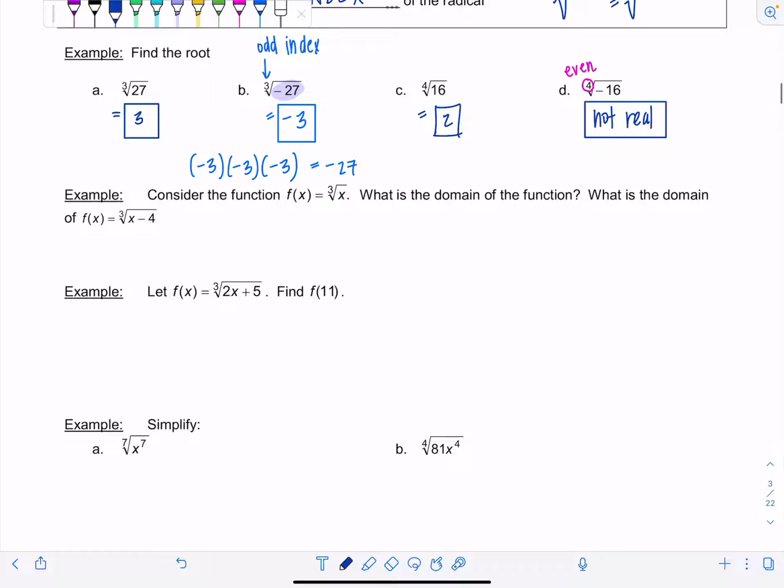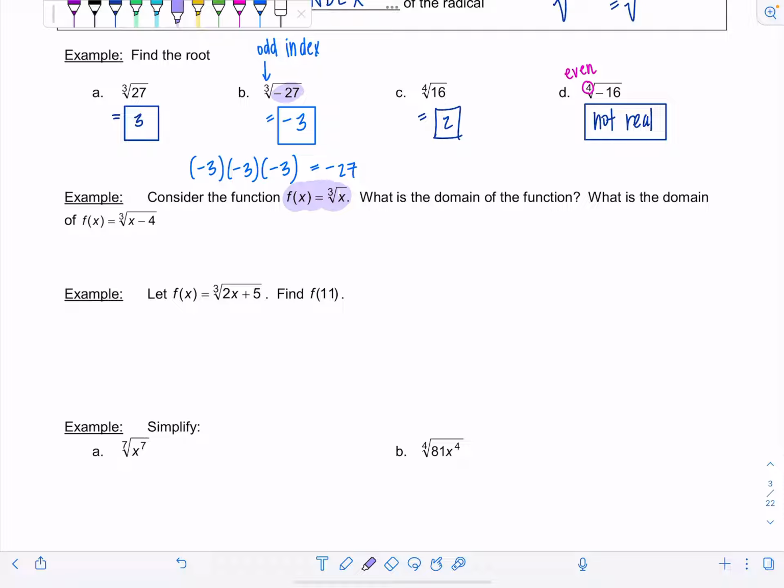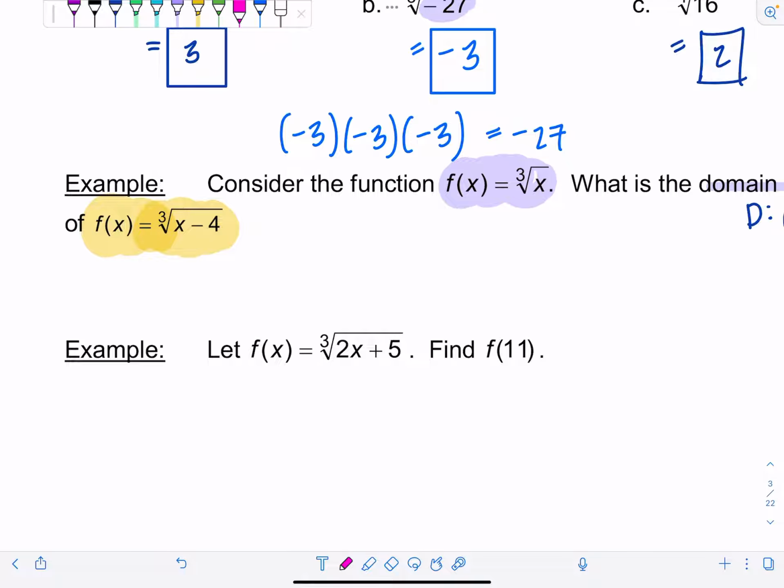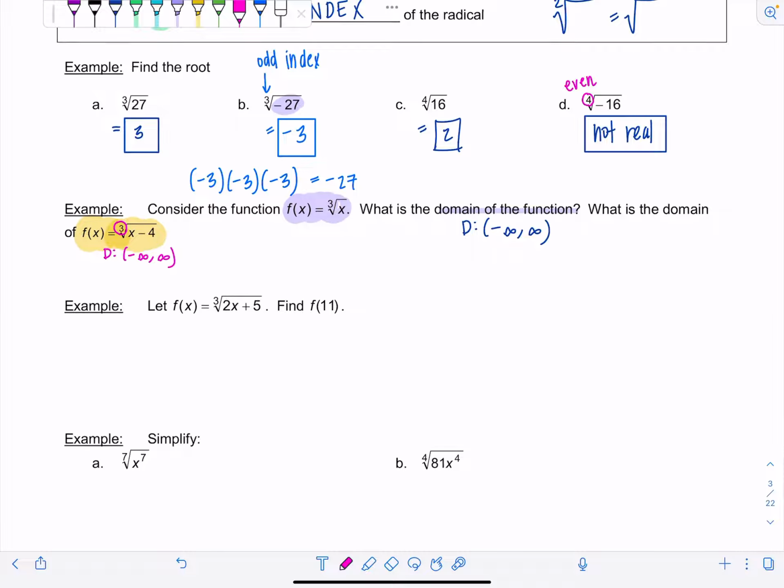All right, consider the function f of x equals cube root of x. What is the domain of the function? Well, we just looked at the domain of square root of x, and remember x had to be greater than or equal to 0. But right now we talked about the fact that you can take odd roots of negative numbers. So for this function, cube root of x, since this index is odd, I can plug in anything I want for x. 0, positive numbers, negative numbers, it's all good. So I would say the domain is all real numbers, or you could write negative infinity to infinity. What is the domain of f of x equals cube root of x minus 4? Again, all I need to pay attention to is the fact that this index right here is an odd number. So domain is all real numbers. We have no restrictions. Relaxing, huh?